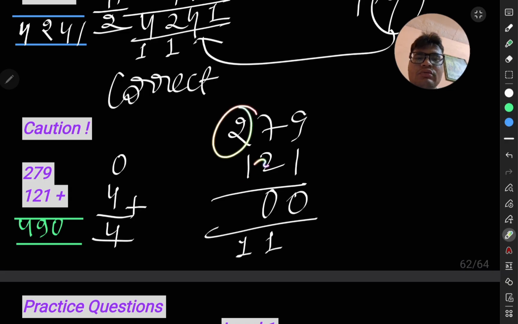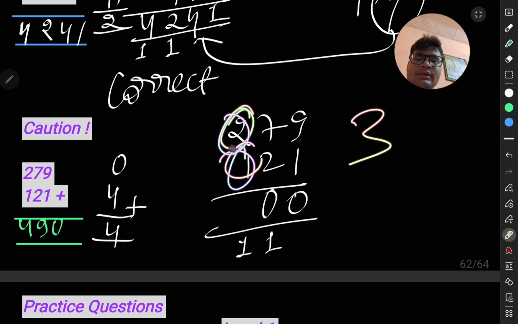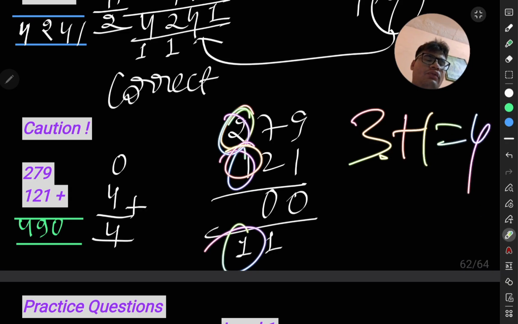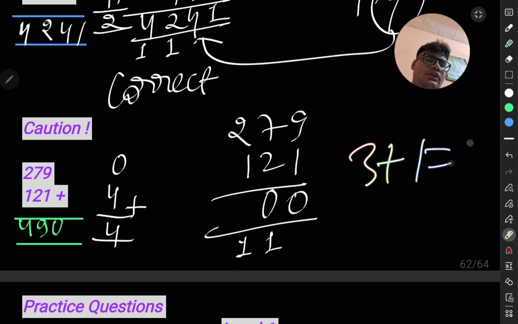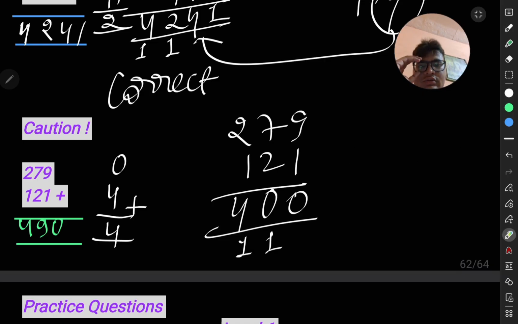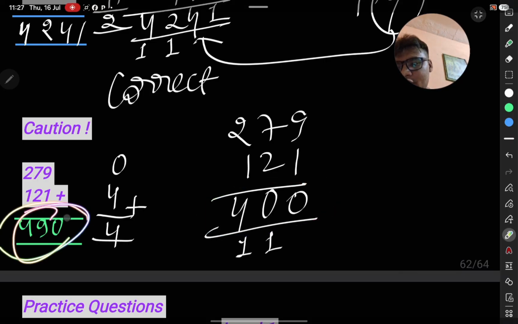Now here is 2 and here is 1, so we add these two numbers. 2 plus 1 will be 3, and 1 is carried, so 3 plus 1 will be 4. So we write 4 here. So the actual answer is 400, but we wrote 490.